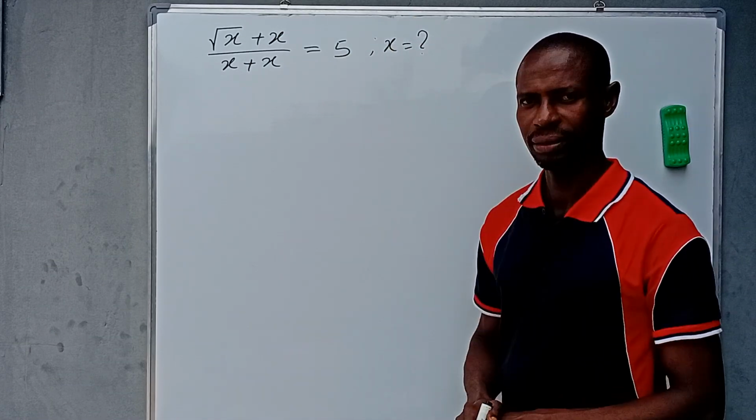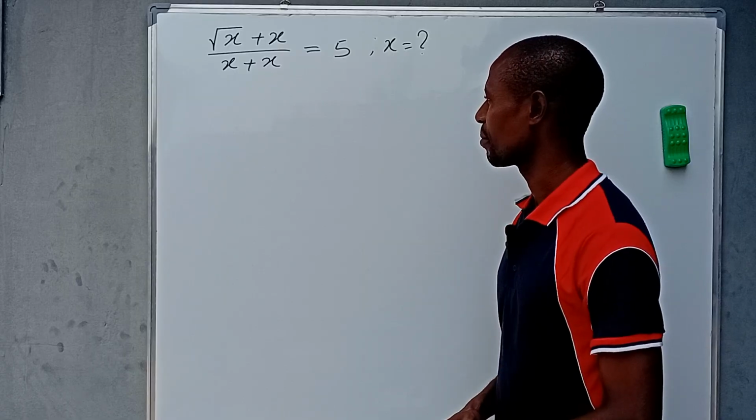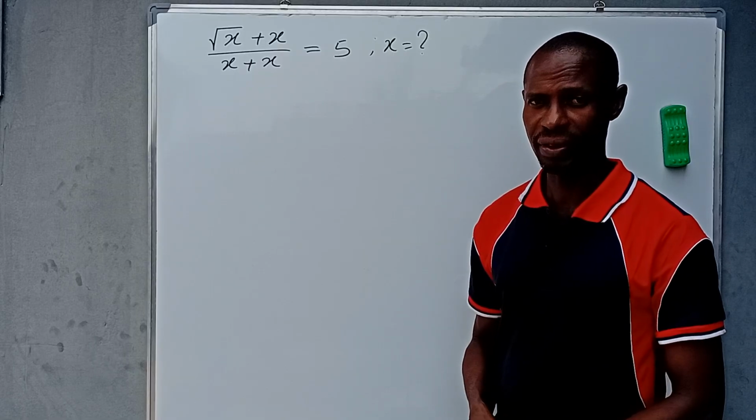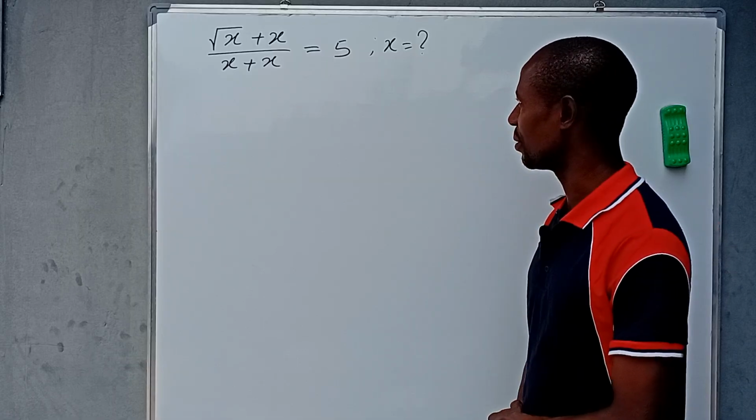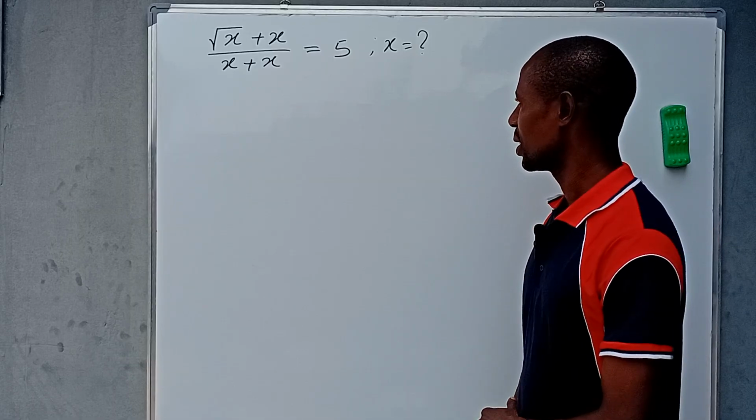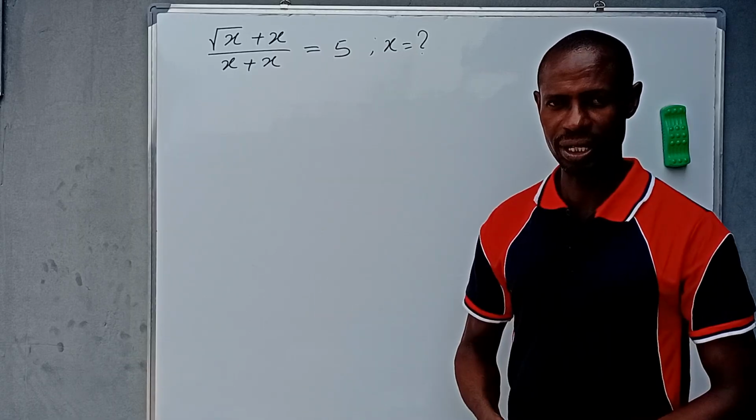We have this radical challenge before us here. The question is: (x√x + x) / (x + x) = 5. Find the value of x that satisfies this equation. So how do we solve for this?